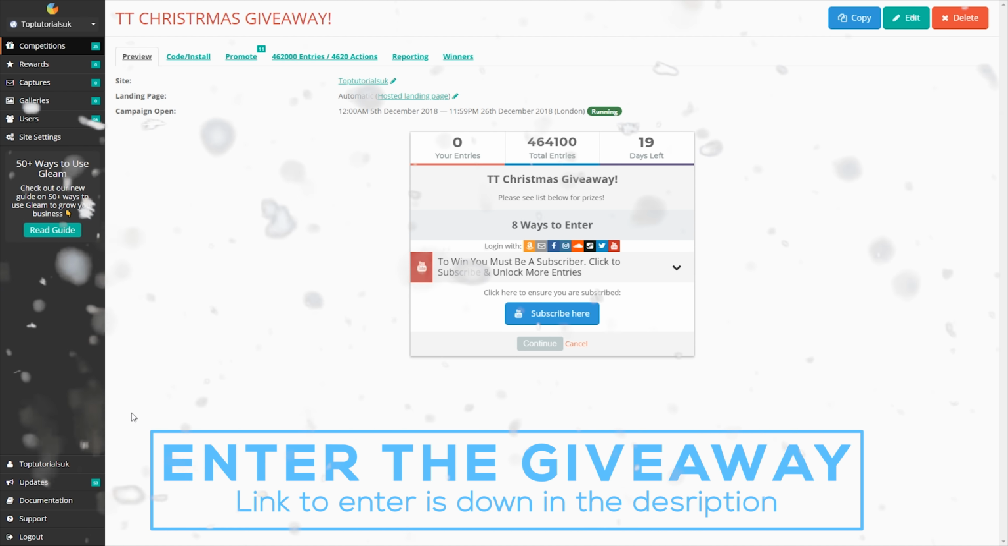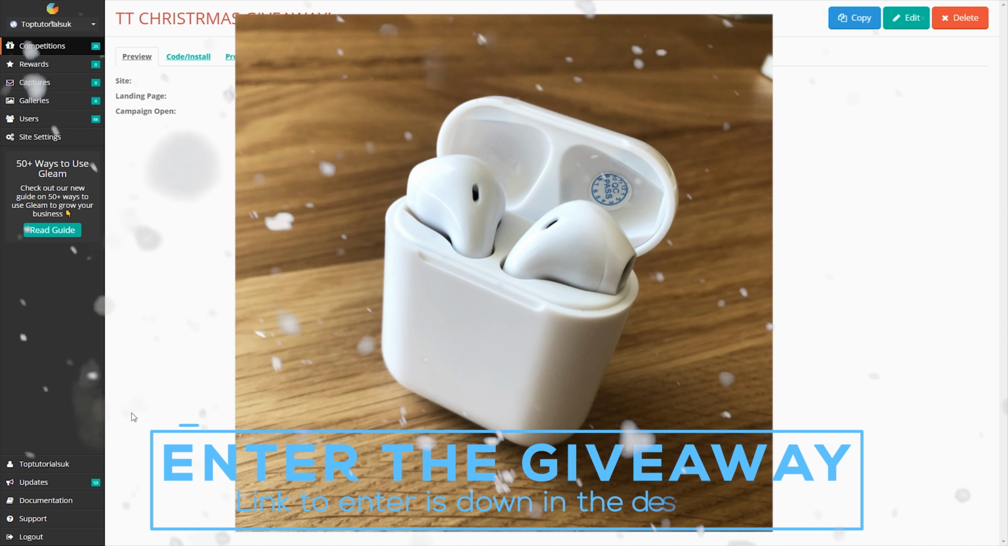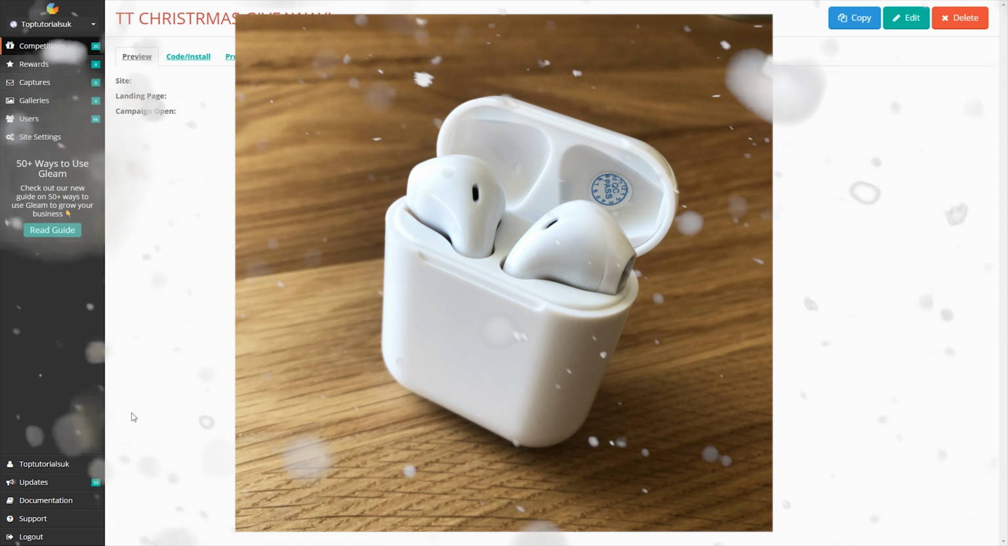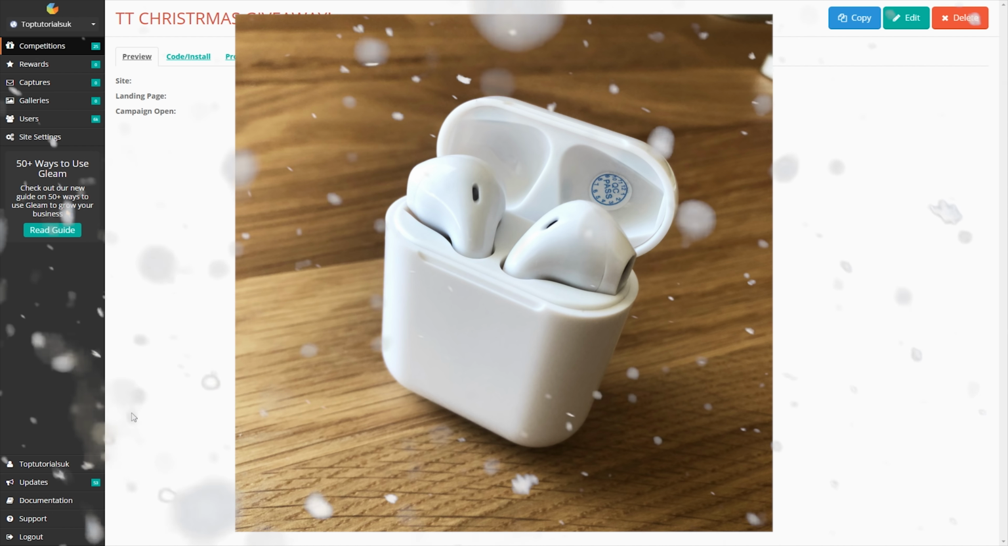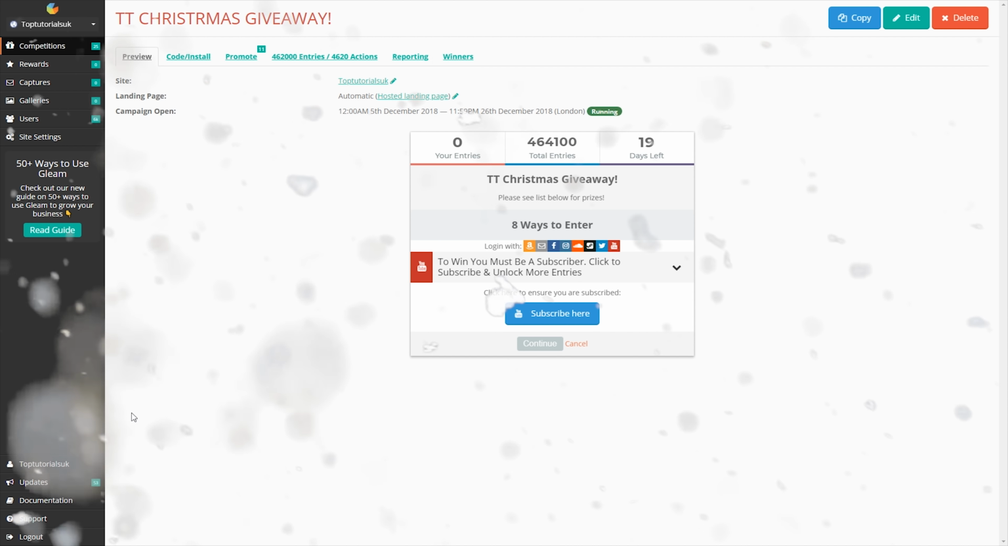So the winner today is going to win the i9S AirPod clones. These are TWS wireless earbuds. They sound great. They look similar to AirPods, but there are some big differences and they are actually clones. But as always, we're going to go through and pick the winner.